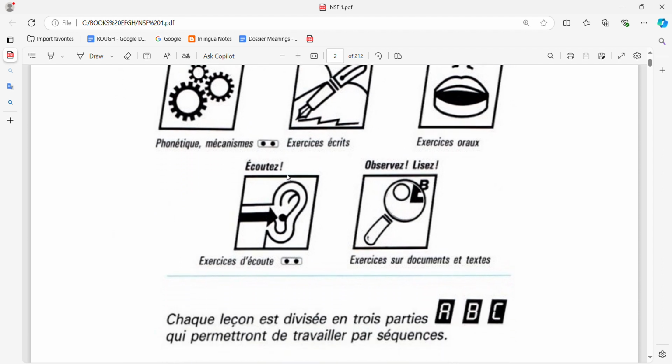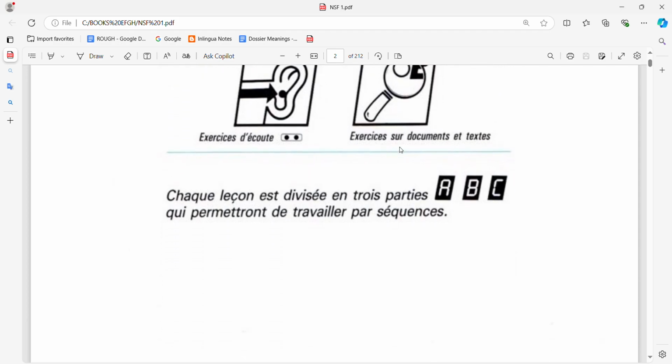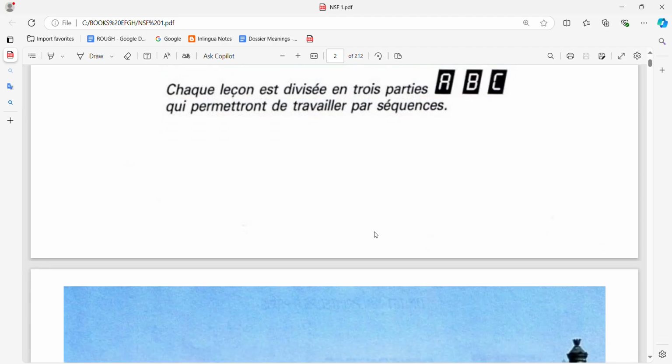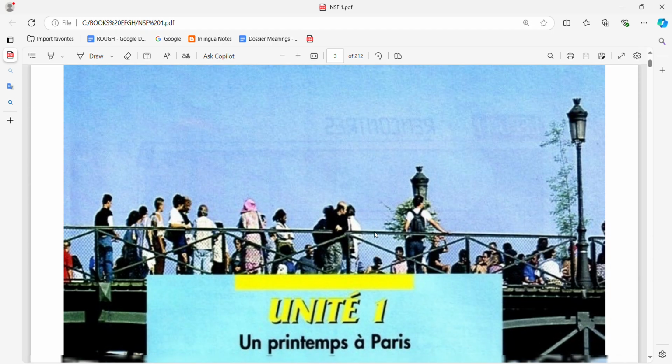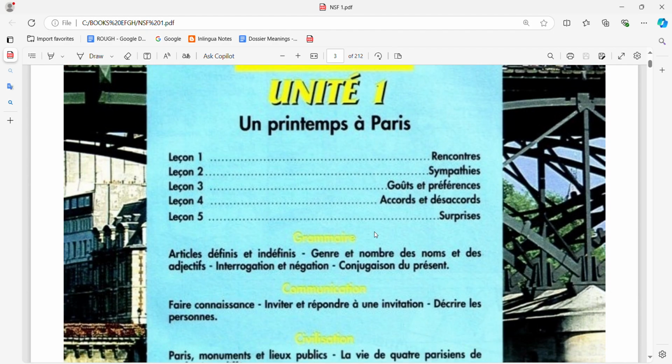You will have a listening exercise as well, right? And after that you will have observe et lis. It means you will observe and then you will read it. Chaque leçon est divisée en 3 parties. Each lesson is divided into 3 parts, A, B and C, which will permit us to follow a very developed order. So this is unit 1 and I will be explaining this unit in the next video.